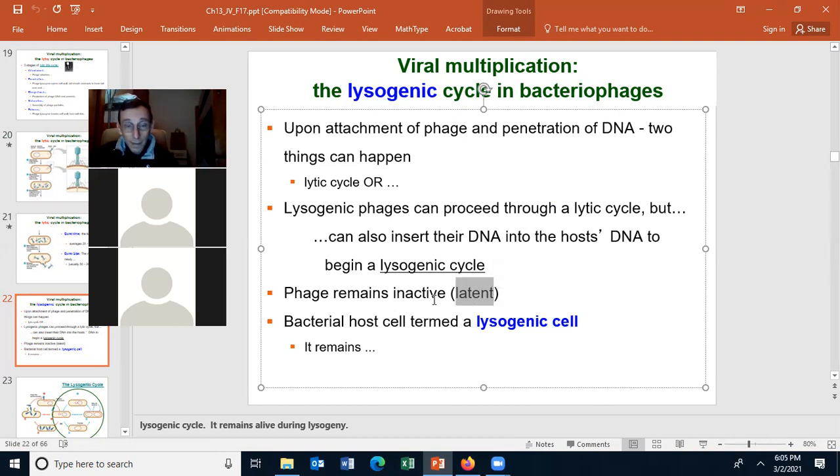But the lysogenic virus, when it's inserted into the host DNA, remains inactive and it stays in the lysogenic life cycle. The bacterial host cell carrying a lysogenic virus is termed a lysogenic cell, and the bacteria cell remains alive as long as the virus stays in lysogeny. Any questions about any of that?